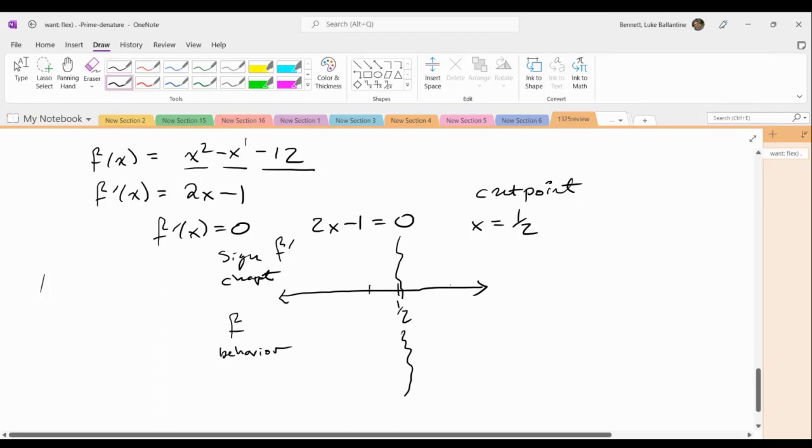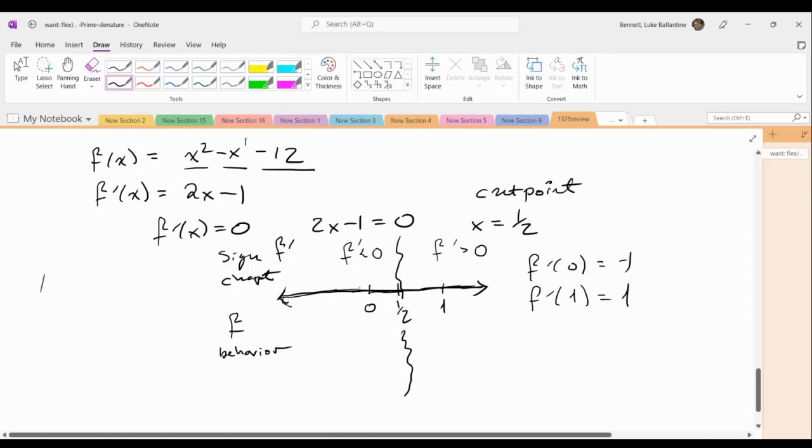So I'll plug in random values on either side of this 1/2, and then we'll determine the sign of f prime. So we'll pick like 0 and 1. Just pick the easiest numbers. So we have f prime of 0 is -1. f prime of 1 is 1. So f prime is less than 0 in this interval, and f prime is greater than 0 in this interval. And it's going to have the same behavior throughout each interval, so you don't have to worry about checking more points.